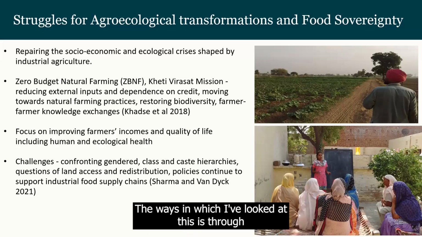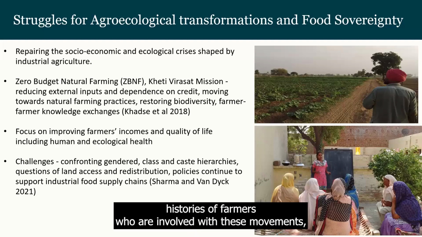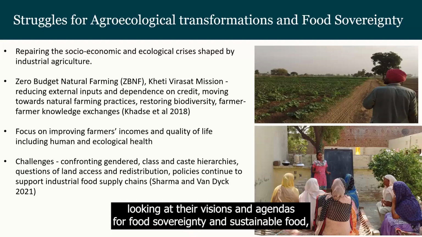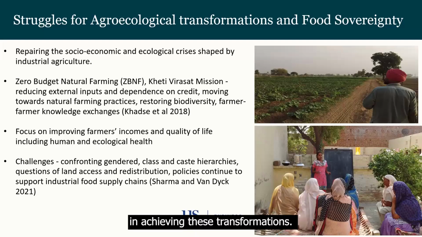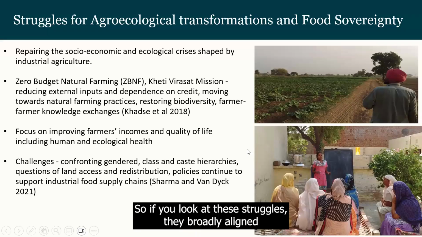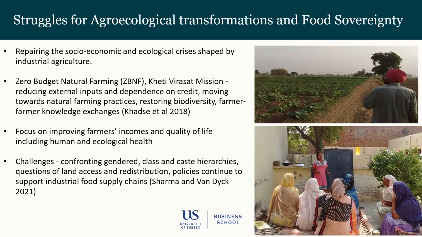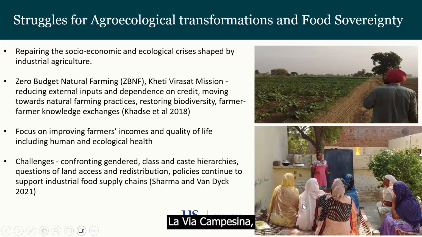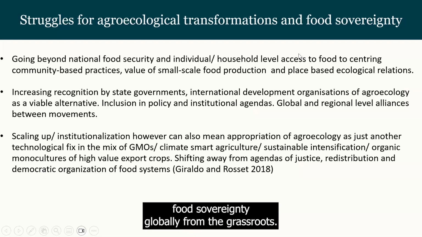The ways in which I've looked at this is through ethnographic, qualitative study in some of the villages, interviewing people, oral histories with farmers who are involved with these movements, looking at their visions and agendas for food sovereignty and sustainable food, but also looking at the challenges that they are facing in achieving these transformations, right? So if we look at these struggles, they broadly align with the conception of food sovereignty that I outlined earlier. Some of these organizations are also part of the broader international movement, La Via Campesina, that have built this sort of coalition around food sovereignty globally from the grassroots.